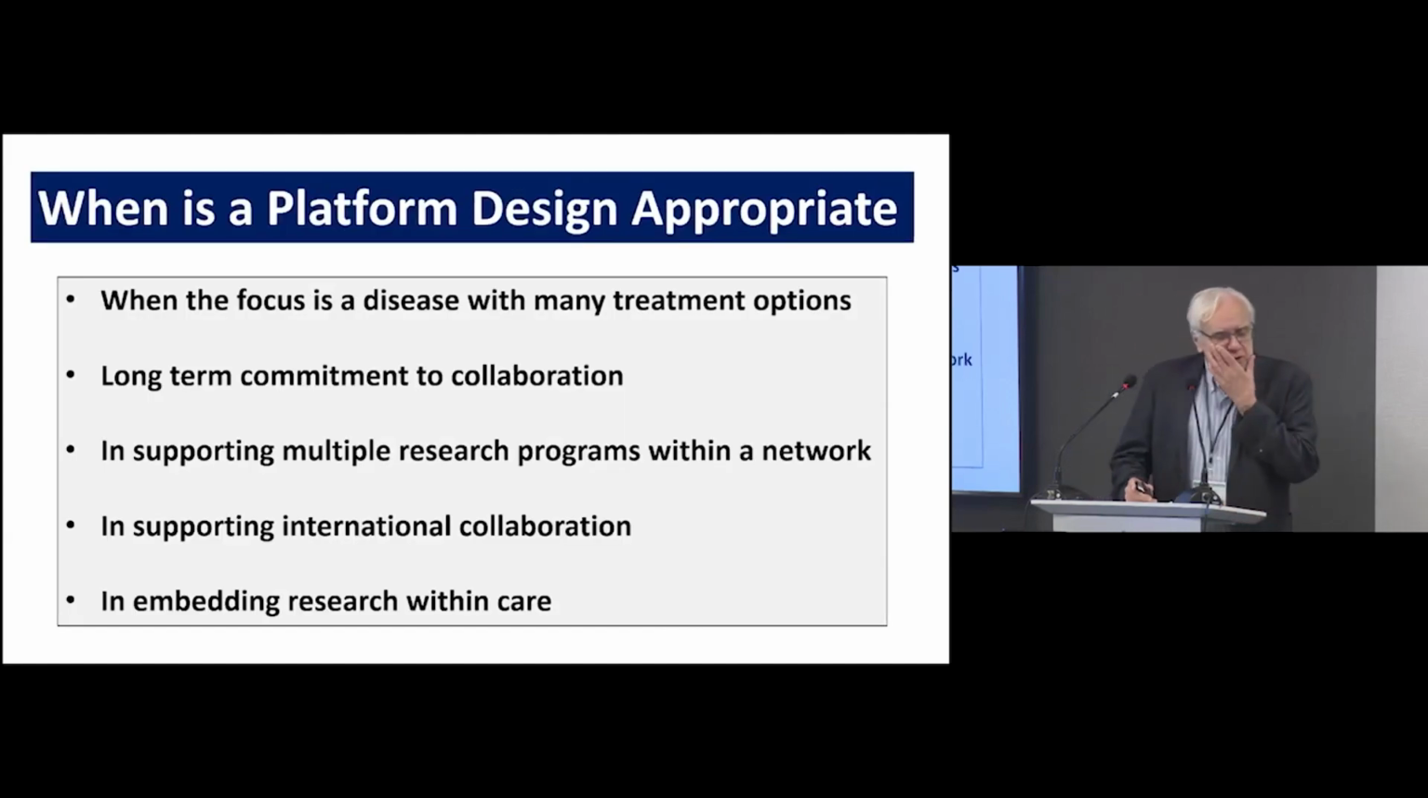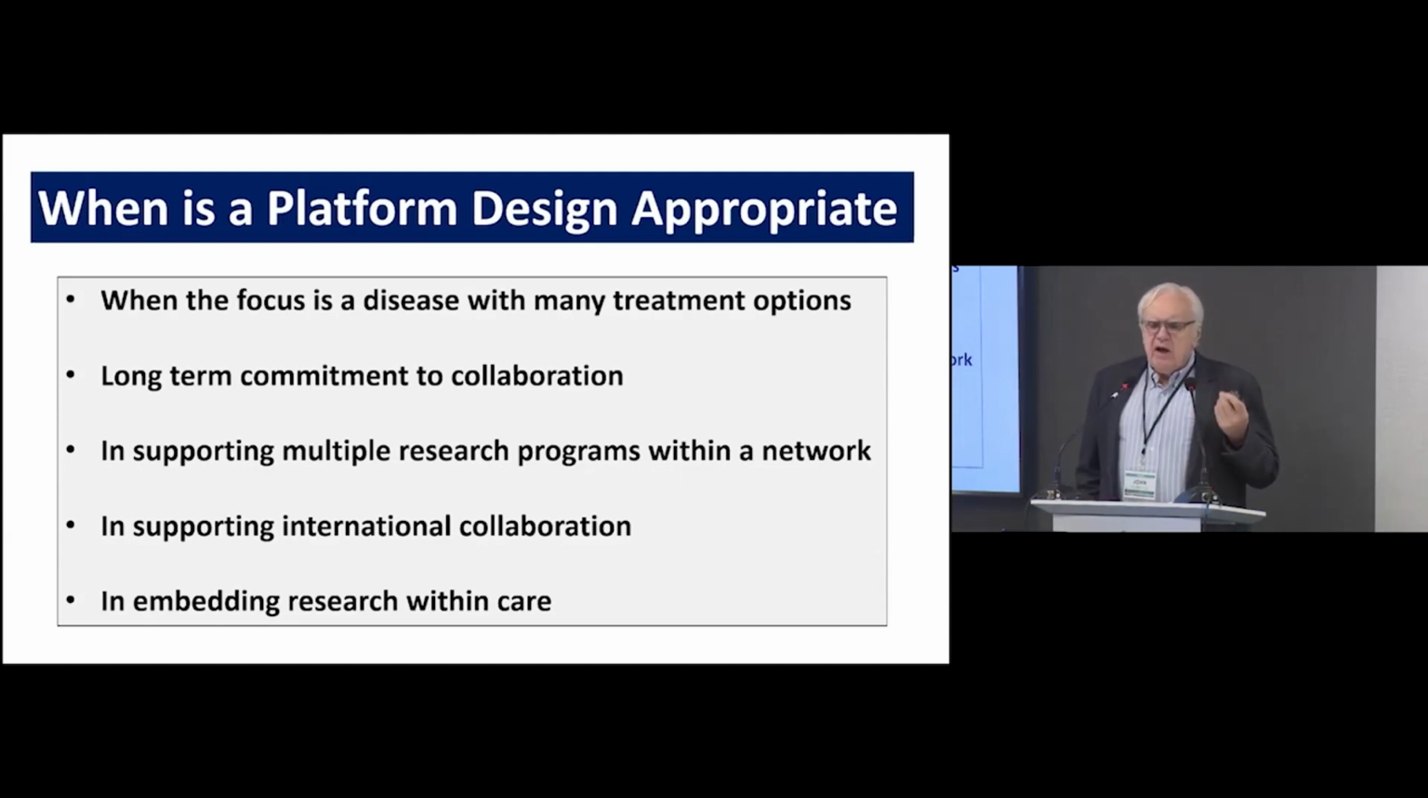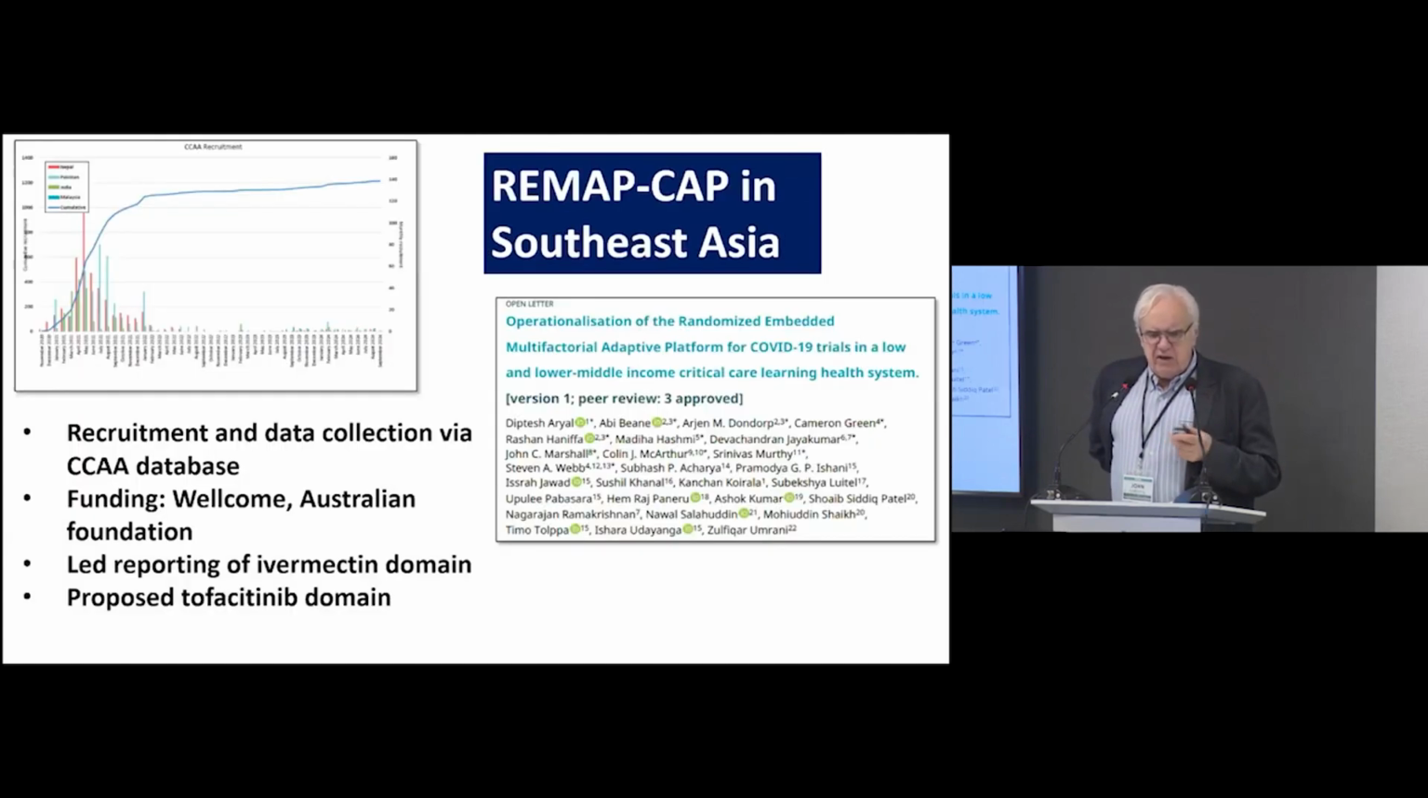Okay, so I was asked to address the question of when a platform trial design is appropriate. I think a couple of issues here. If the focus is a disease with multiple treatment options, it's good. I think there has to be a long-term commitment to collaboration. It's particularly useful for research networks because you can bring together multiple different questions on a single platform, and it's a potentially more efficient way. It's also really good for international collaboration because it gives both mentorship and education, but also autonomy, and, as I said, ultimately embedding research within care.